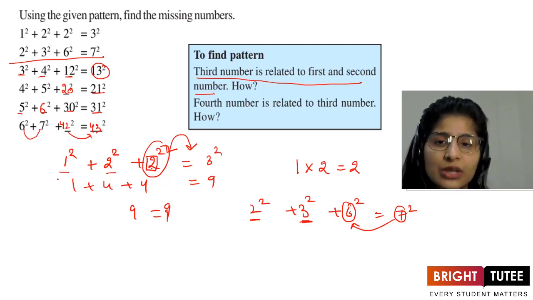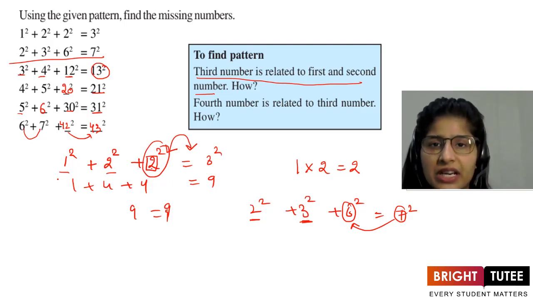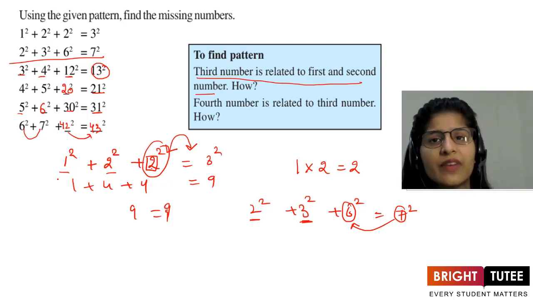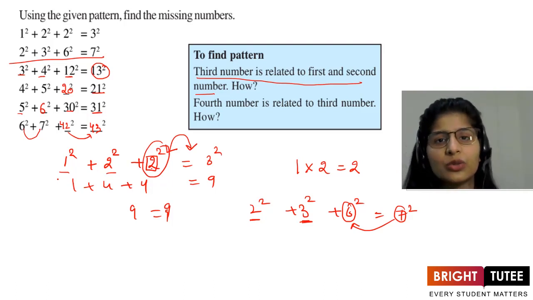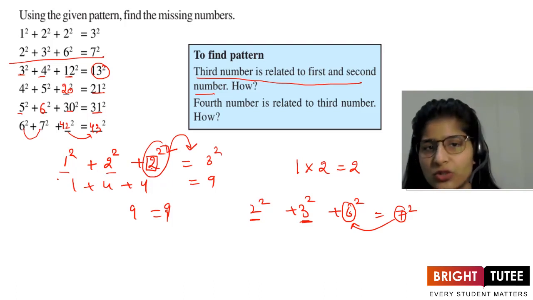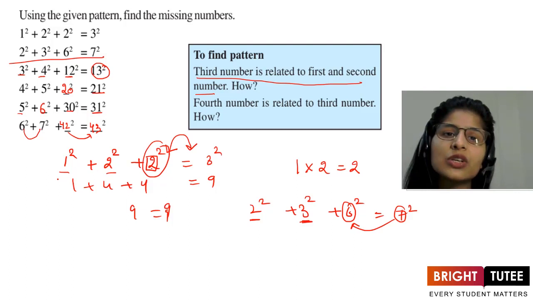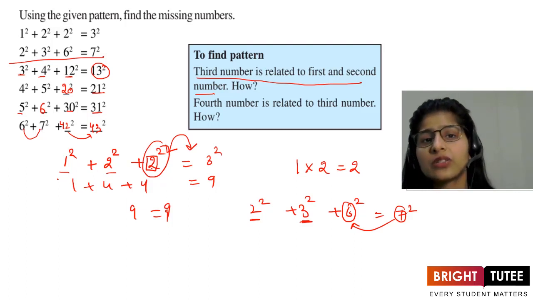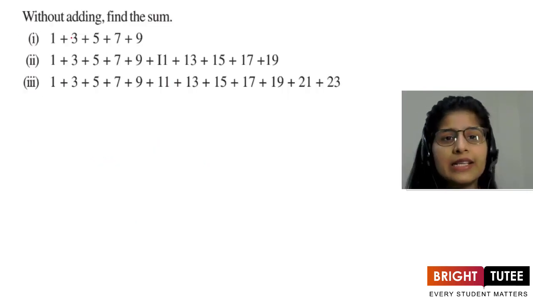So it depends on you, the students. Everybody's perspective is different. Some students may find a different relationship between the numbers, but it should be applied to all of them. It is not that the relationship you have discovered is applicable to the first line, 1 square plus 2 square plus 2 square equal to 3 square, and not applicable to the second one. It should not happen. It should be applicable to all of them. Clear?